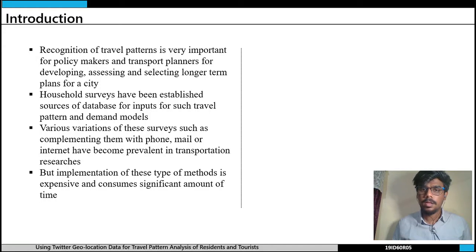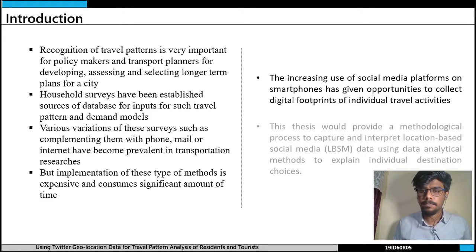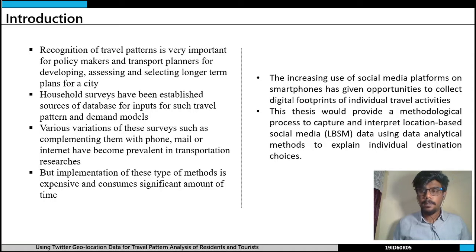On the other hand, transportation research is also conducted using big data, where active participation of the user is not necessary. One such big data source is location-based social media. The increasing use of social media platforms on smartphones has given opportunities to collect digital footprints of individual travel activities. This thesis would provide a methodological process to capture and interpret location-based social media data using data analytical methods to explain individual destination choices.